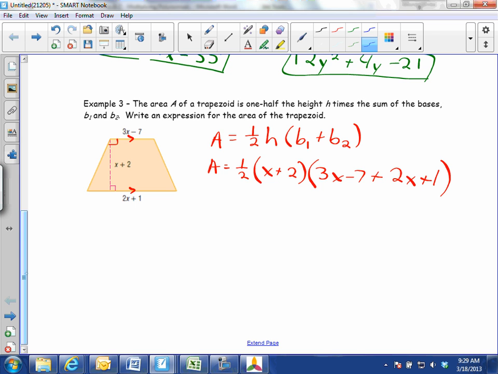Or then you can do 5x minus 6 inside the last parenthesis. Yeah, I would put everything together over here. That's what I would do first. Make life easy. So you're right. 3x plus 2x gets us 5x, minus 6, because negative 7 plus 1 is negative 6.